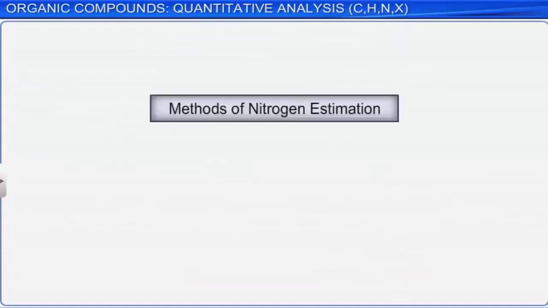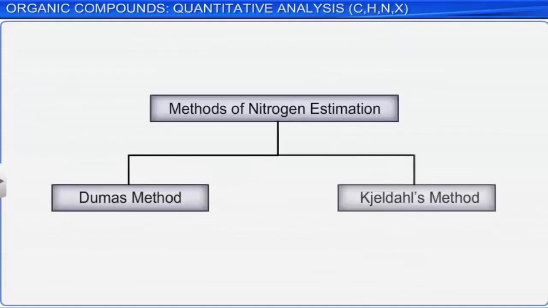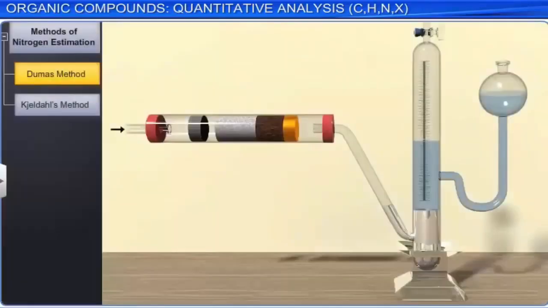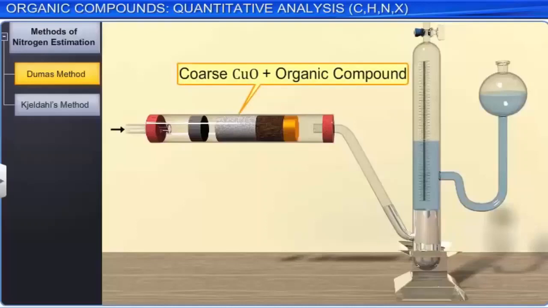For the estimation of nitrogen, two methods, the Dumas method and Kjeldahl's method, are used. In Dumas method, a known mass of an organic compound is heated strongly with coarse cupric oxide in an atmosphere of carbon dioxide.